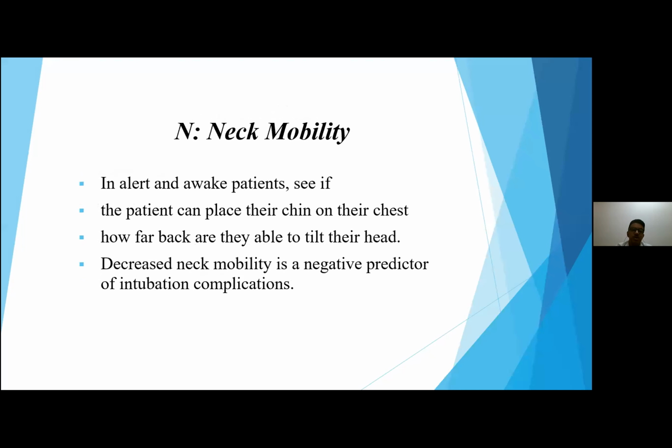Neck mobility is very important. So if your patient is alert and awake, you can ask him to touch the sternum, or the chest, with his chin, and then also ask him to extend his neck. If he's able to do it, this means the airway is easy for intubation, and this gives a positive sign for easy intubation.